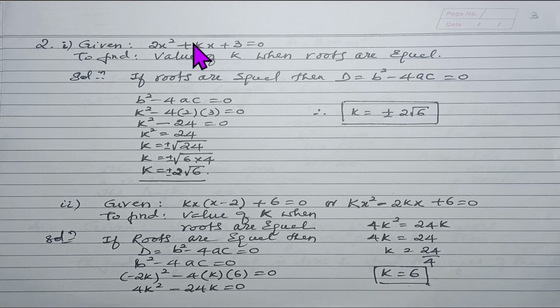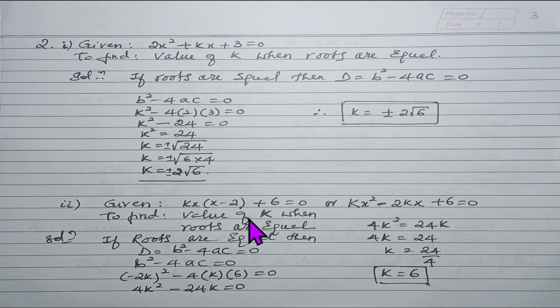Substituting the value of b as k here, so k square minus 4, a is 2 and c is 3, so k square minus 4 into 2 into 3 equal to 0, k square minus 24 equal to 0, k square is equal to 24, k is equal to plus minus root of 24. 24 is 6 into 4, therefore k is equal to plus minus 2 root 6. Therefore the value of k is plus 2 root 6 or minus 2 root 6. So that is how we solve using the relation for discriminant when the roots are equal.